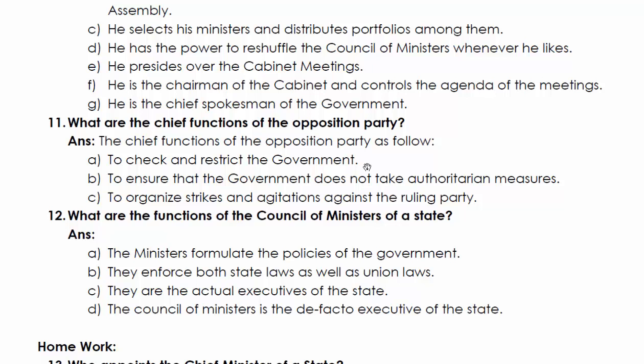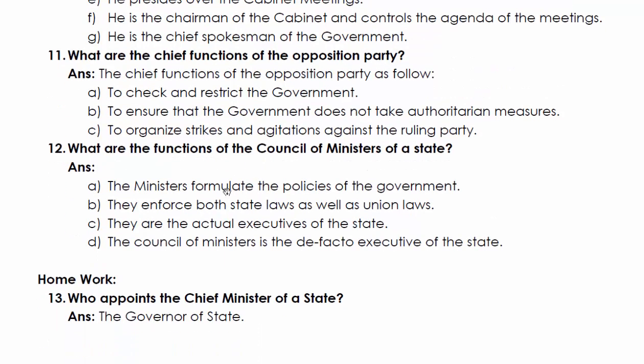All right. So, what are the functions of the Council of Ministers of a state? Let us see. The ministers formulate the policies of the government. They enforce both state laws as well as union laws. They are the actual executives of the state. Who are the actual executives of a state? The Council of Ministers. Is it not so? The Council of Ministers is the de facto executive of the state.